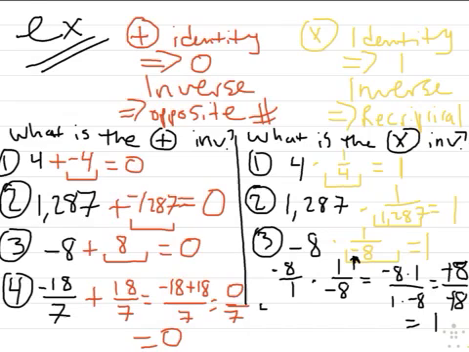And finally, last one, -18 over 7. What are we going to do? Reciprocal. The multiplicative inverse, the reciprocal. 7 over -18. And also, you guys, I can write -7 over +18 also. It's the same. Okay, and that equals 1. So I'll just leave this equals here, equals 1.